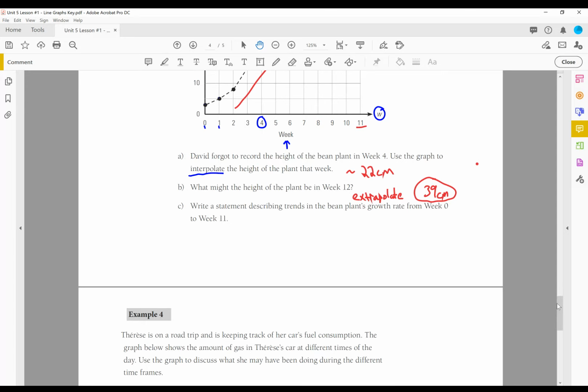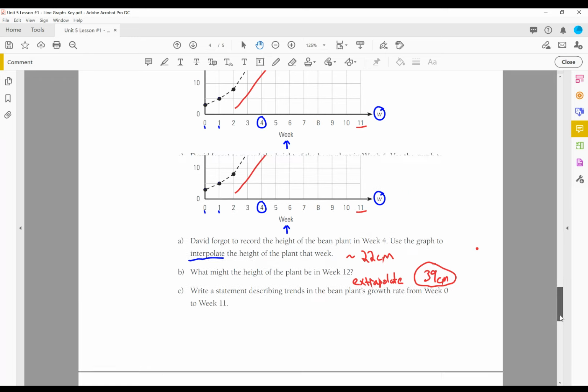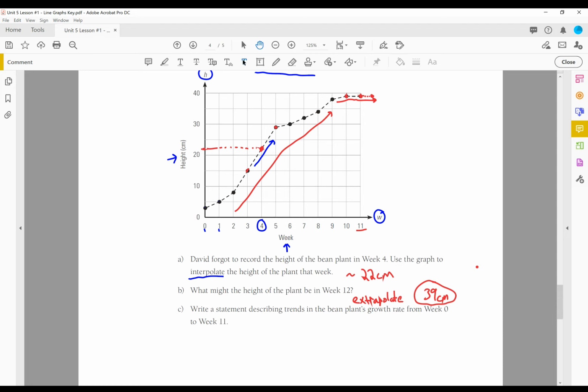And finally, C says, write a statement describing trends in the bean plant's growth rate from week 0 to week 11. Okay, well, let's write a statement here. I'm going to say between weeks 0 and 2 is a slow growth rate. And I'll say between weeks 2 and 5, we have a fast growth rate.